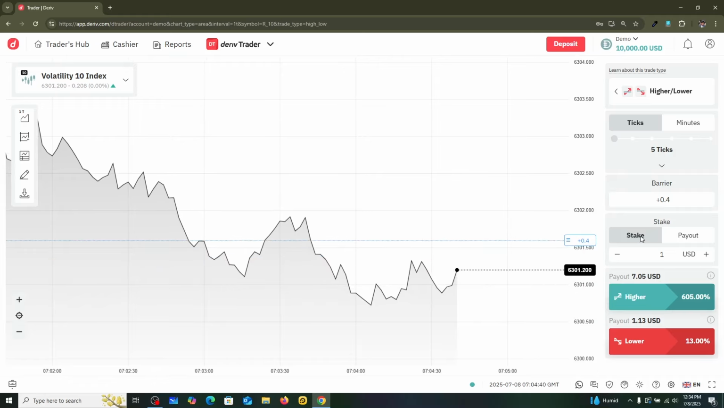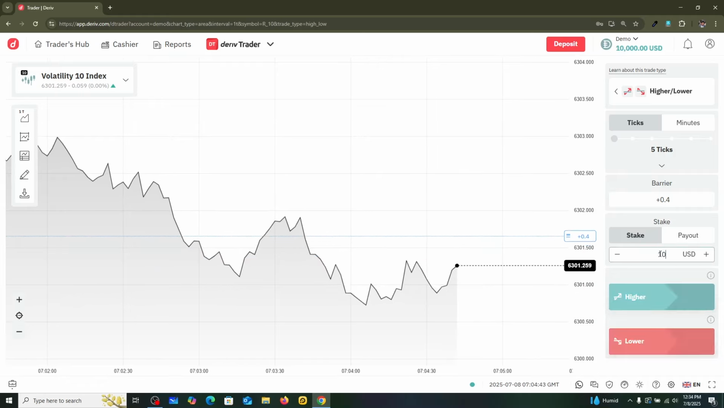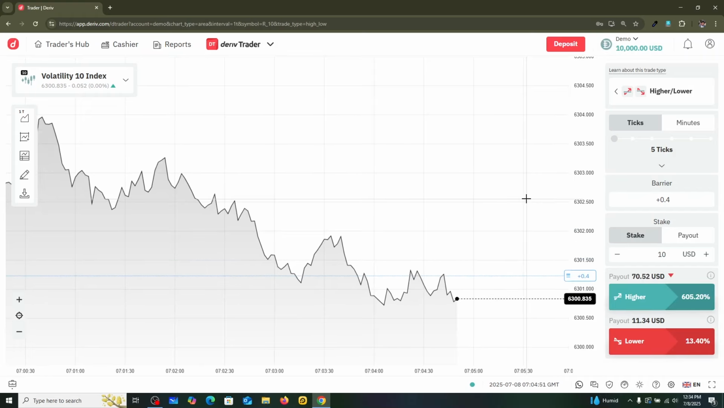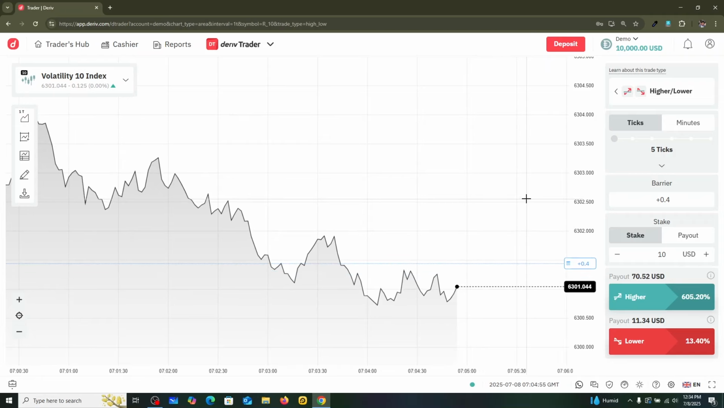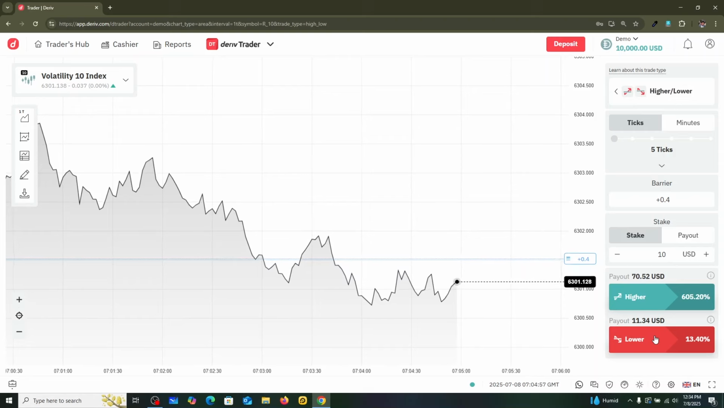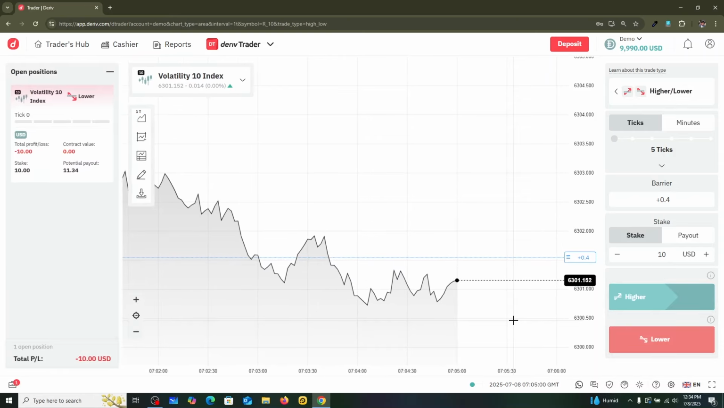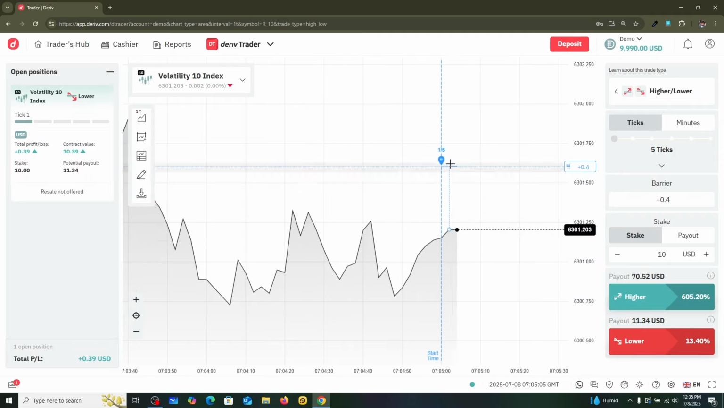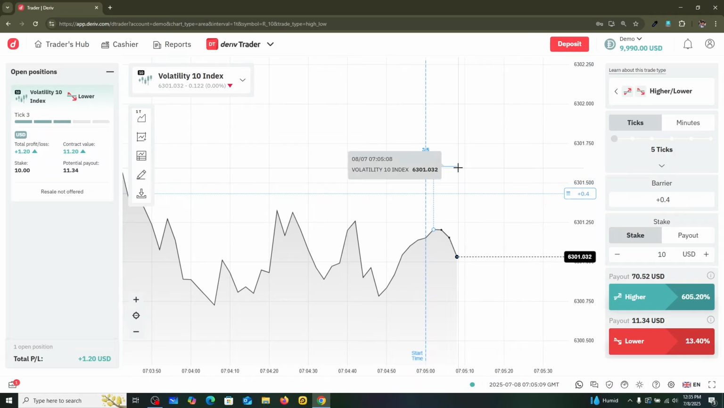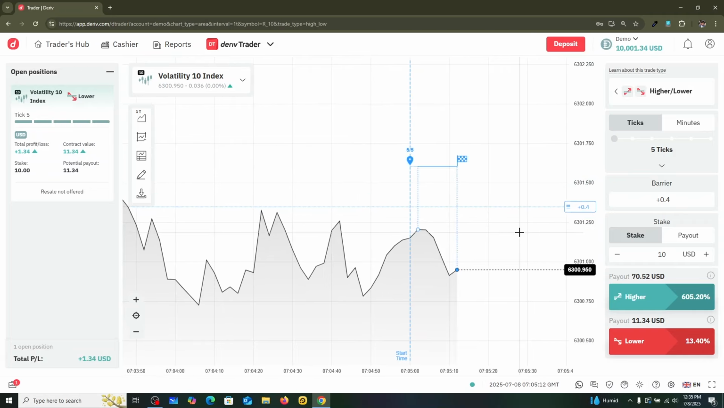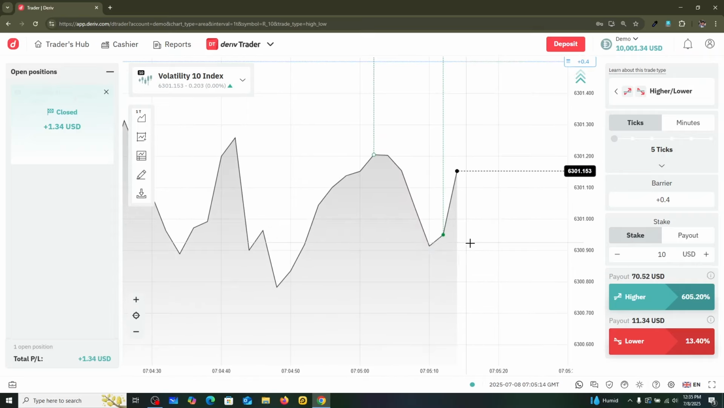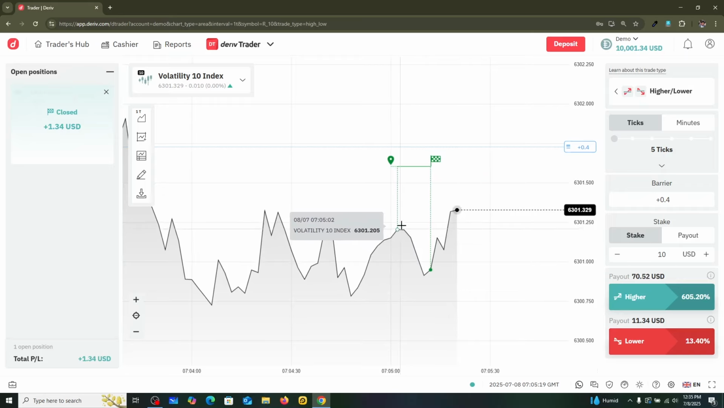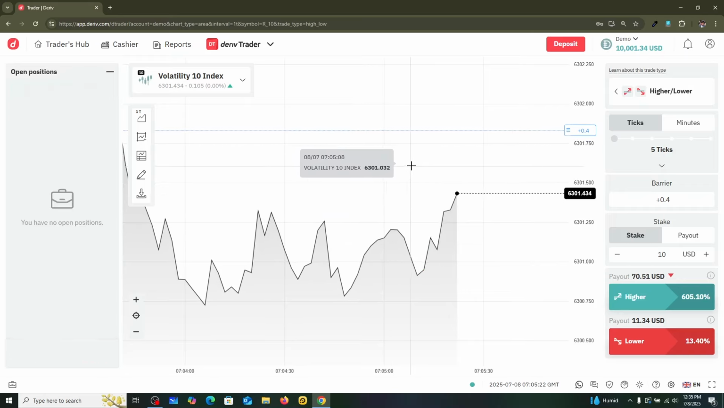Here you have the stake. I'm going to select $10 in my demo account. Let me explain how this Higher/Lower contract works. I'm just going to select Lower. Now you can see the trade has entered. The market is over here, but our barrier is up there. So in the next 5 ticks, if the market crosses that line, we will lose. If not, we will win. As you can see, we entered the market here, but the barrier was there.